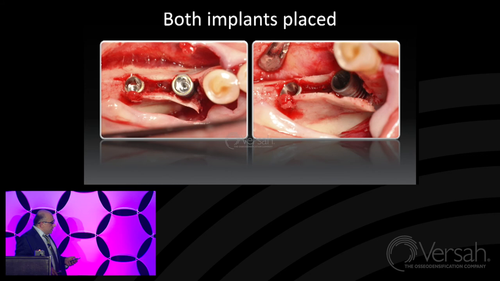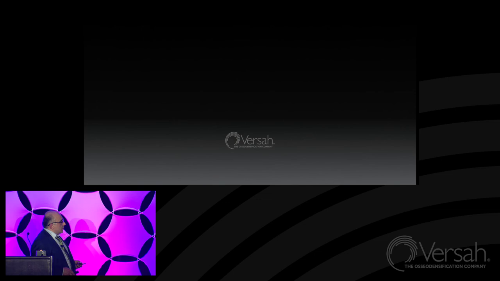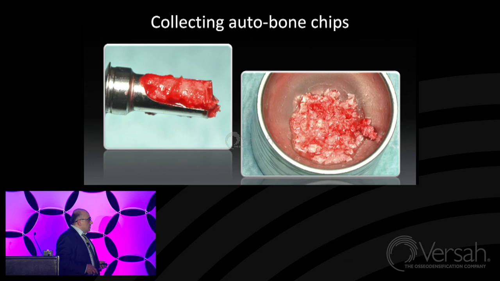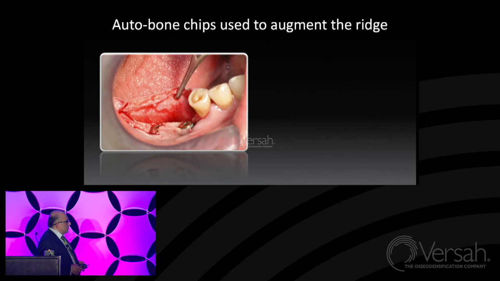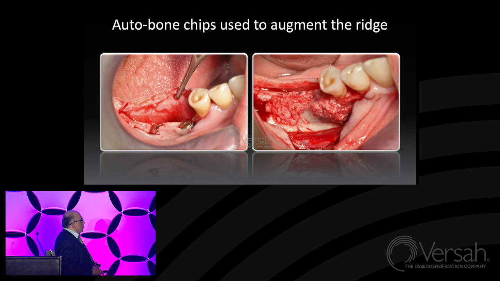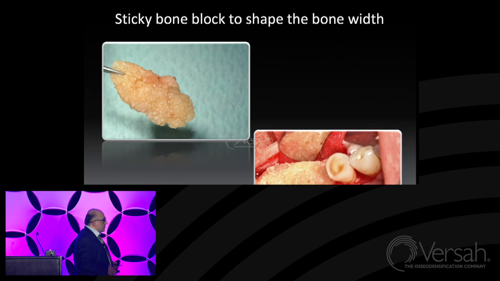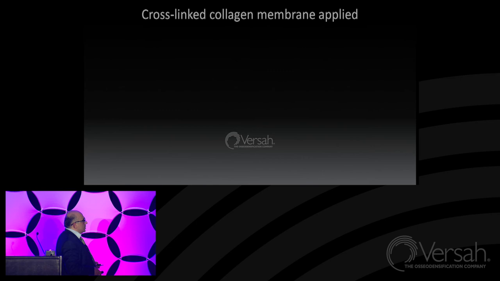So what we did later, this is the X-ray. We put the cover screws and make the bone augmentation around the implant. We're collecting autogenous bone and using it to fill the gap between the two parts of the bone, the two plates. Look at this, here it is. We fill the defects between these two bone plates with the autogenous bone, and then we make a sticky bone from mineralized allograft, cover all the zone of implant placement, augment it, and hold the ridge. Cover it with a cross-linked collagen membrane.